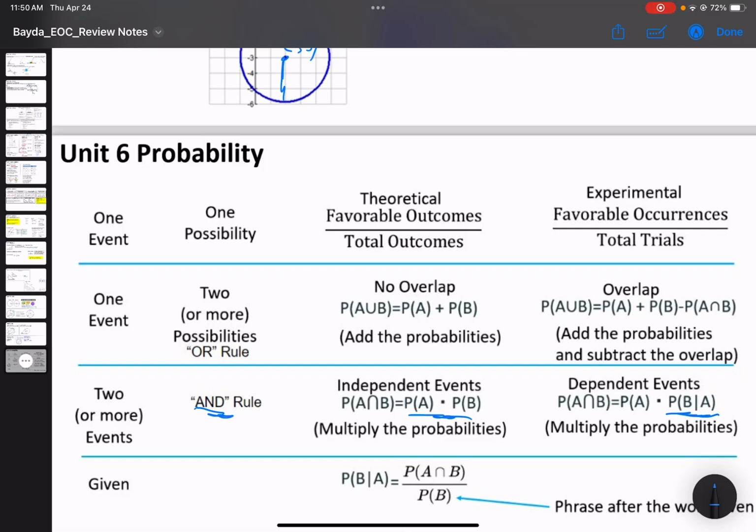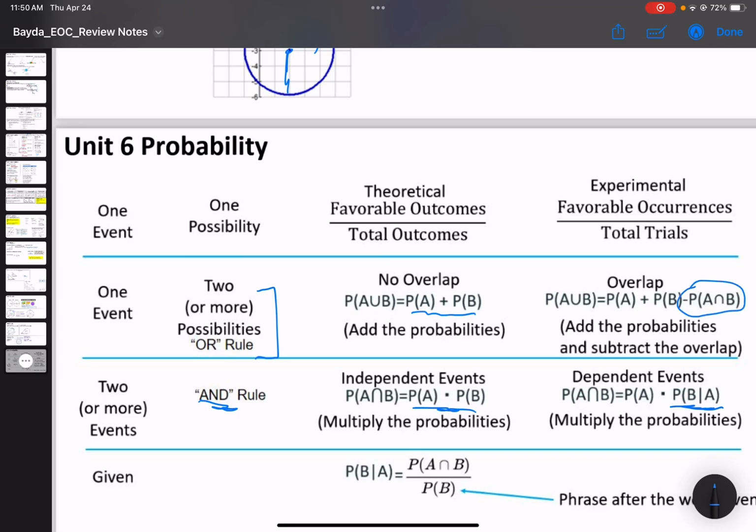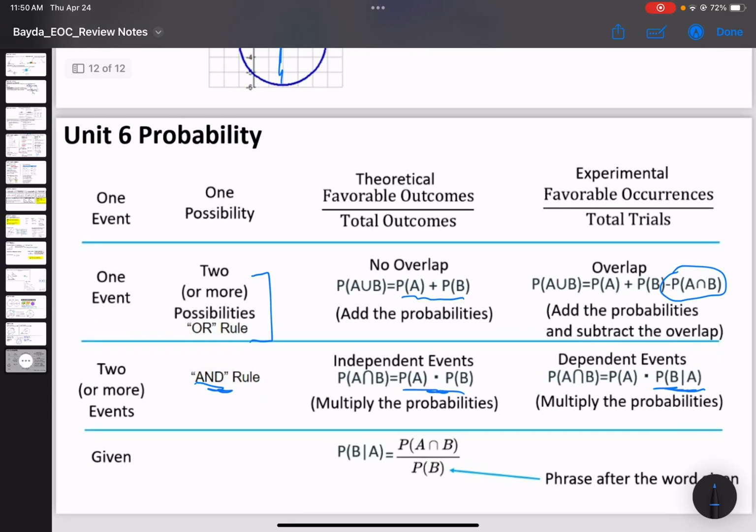If you are using or, you're being less picky with your probability. So you are adding your 2 probabilities as well. If they do overlap, just make sure you are subtracting off that overlap as well. So if both events can happen at the same time, make sure you subtract that off as well. And then finally, remember that given is shown by this vertical line as well, and your equation is down there.